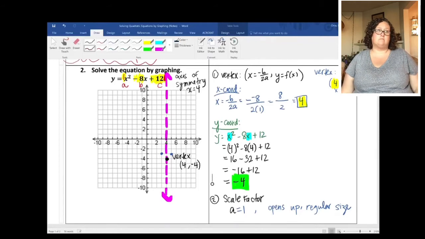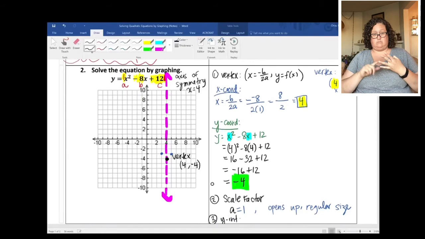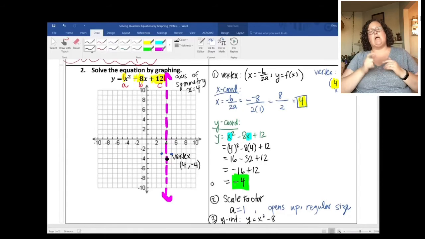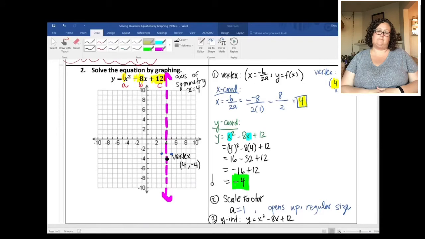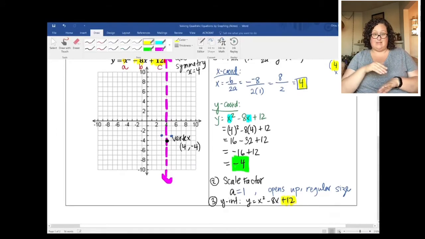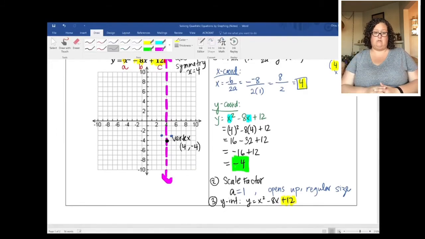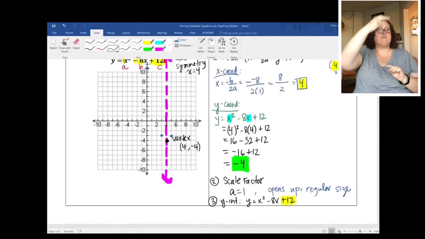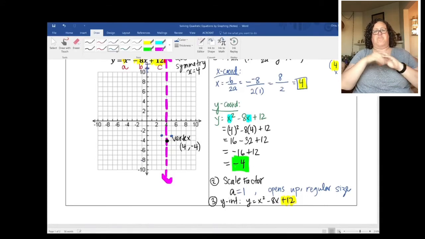Step number 3, the y-intercept is at, well, we have y equals x squared minus 8x plus 12. The y-intercept is at positive 12. So let's plot the y-intercept. Notice how my grid doesn't go all the way to 12, so I'll just go ahead and extend it. So I have 10, 11, 12. That's 12.